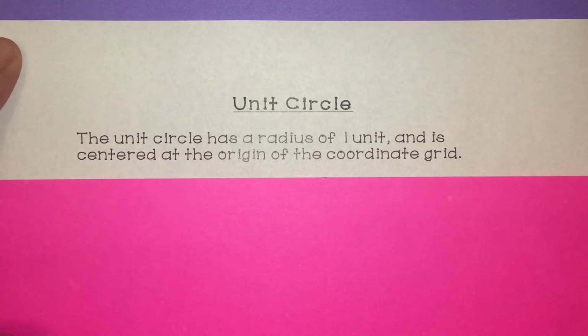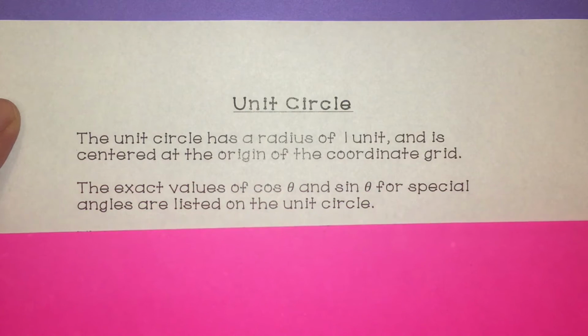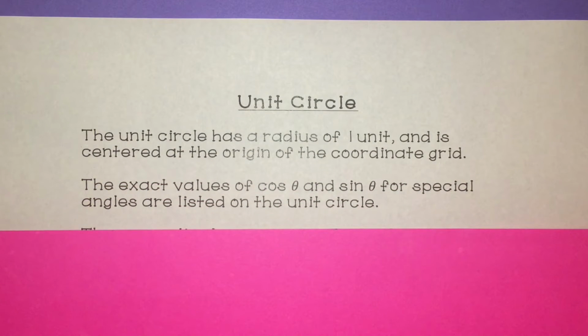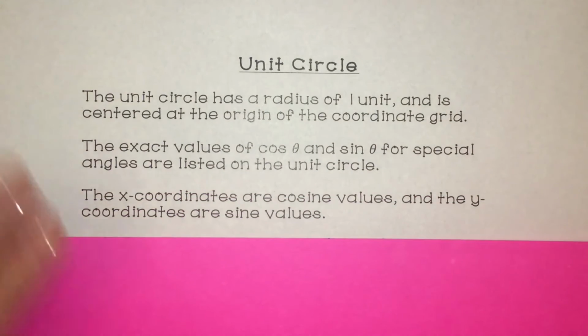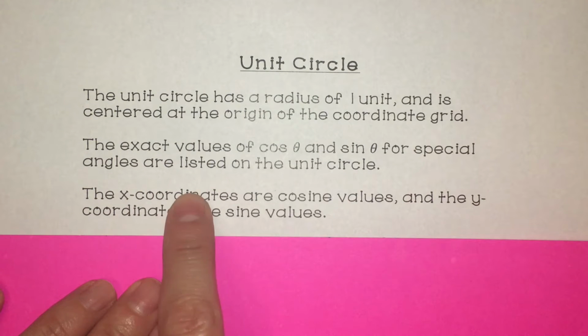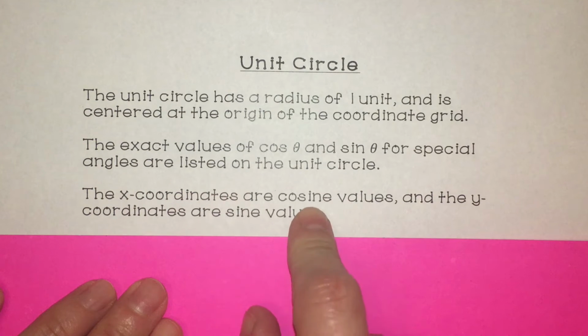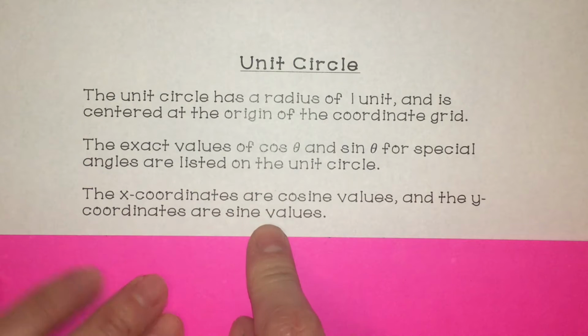This video is on the unit circle. The unit circle has a radius of 1 and is centered at the origin of the coordinate grid. So remember, the origin would be 0, 0. The exact values of cosine theta and sine theta for special angles are listed on the unit circle. Okay, this part's important. The x coordinates are cosine values and the y coordinates are sine values.